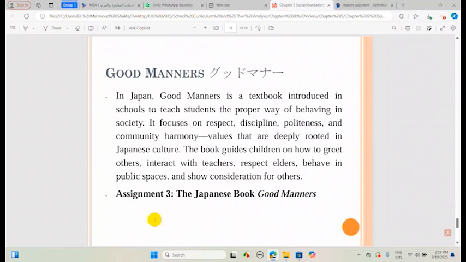Now this is the last phase before saying to you thank you and goodbye. Good manners. Now the letters here, and this is for all of you my students, listen to this carefully please. The letters here next to good manners are in the Japanese language. Good manners. In Japan, good manners is a textbook introduced in schools to teach students the proper way of behaving in society.